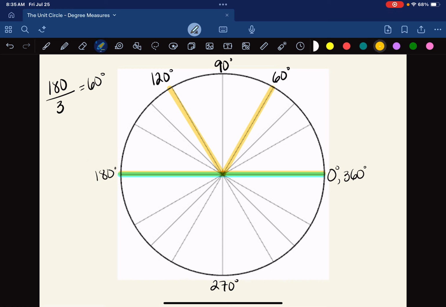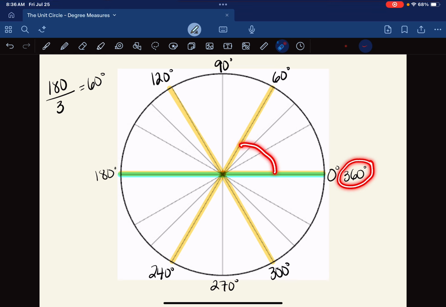But that's only the upper half of our unit circle. So let's continue on. If I rotate another 60 degrees and then another 60 degrees, we can also label those. So 180 plus another 60 is going to give us 240 degrees. 240 plus another 60 will give us 300 degrees. And then, of course, 300 plus another 60, and we'll land on 360 again. So those orange segments all represent 60-degree chunks, and we just keep totaling them up until we get all the way around.